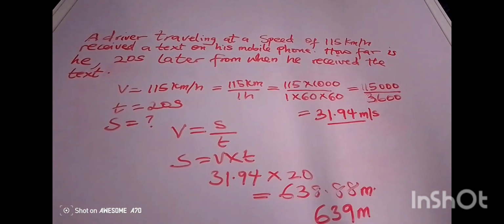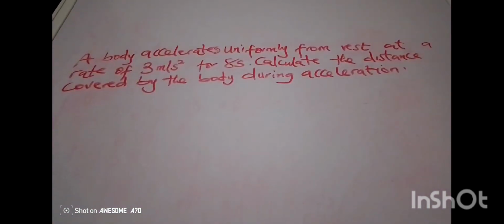All right, let's look at example 3 now. Okay, let's look at example 3. Now, in example 3, a body accelerates uniformly from rest at the rate of 3 meters per second square for 8 seconds. Calculate the distance covered by the body during the acceleration. Now let's look at something very important here. A body accelerates uniformly from rest.